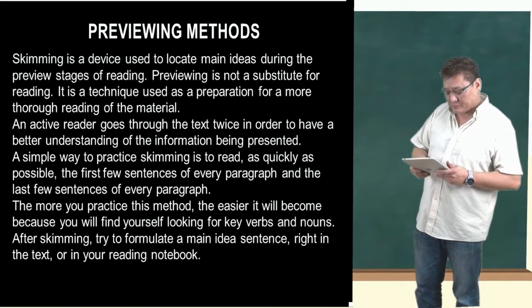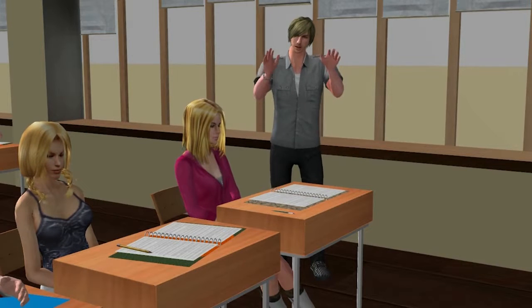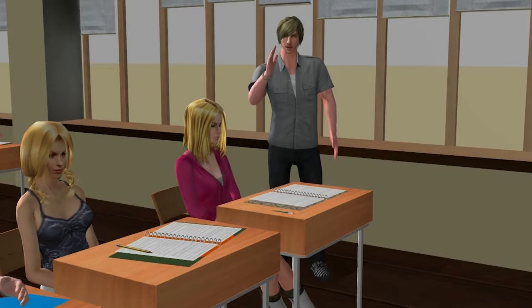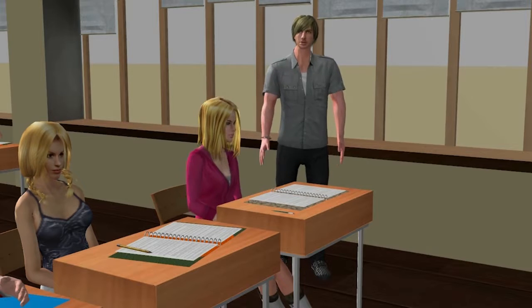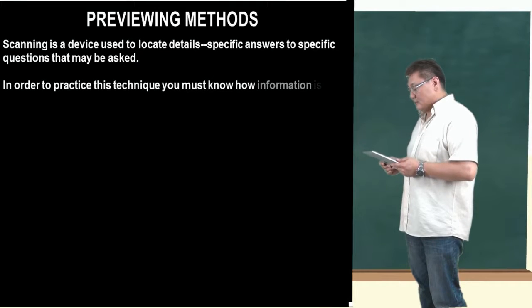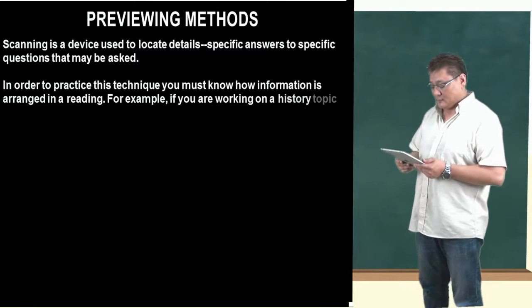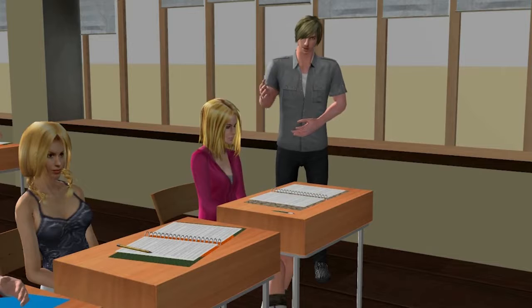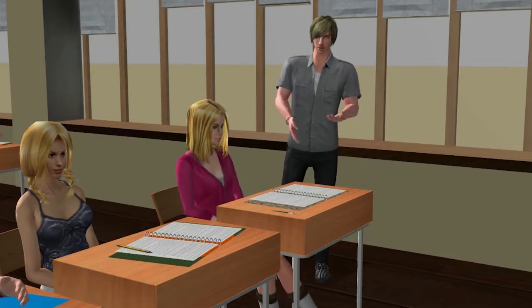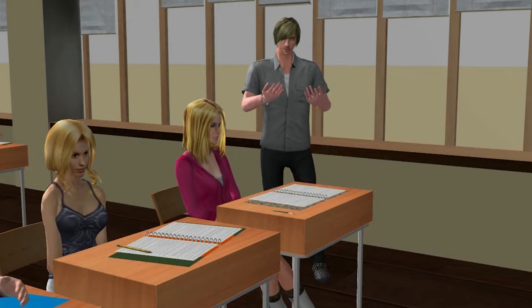Okay? And now, the next we talk about is scanning. And scanning, okay, what is it? Scanning is a device used to locate detail-specific answers to specific questions that may be asked. In order to practice this technique, you must know how information is arranged in a reading. For example, if you are working on a history topic, you should be aware that historical information is often arranged in chronological order or as a cause-effect relationship.